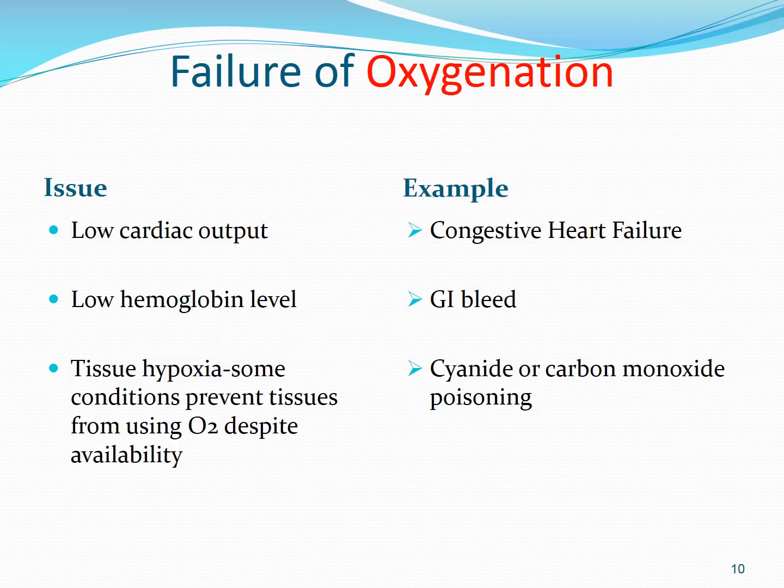Another issue is tissue hypoxia. So there are certain conditions that prevent certain tissues from using oxygen. So we may have a patient who's breathing just fine and has good blood flow, but the body's chemistry, because of maybe cyanide or CO poisoning, carbon monoxide poisoning, they are not able to actually use that oxygen. So again, that would cause an oxygenation problem.